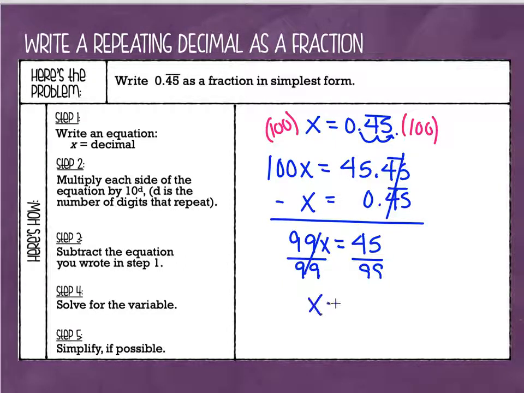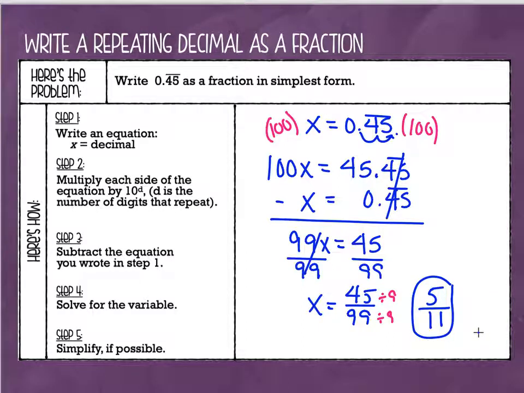Now, I'm not really going to divide it, right? I'm going to leave it as a fraction, 45 over 99. But what I am going to do is I'm going to simplify it. So I'm going to ask myself, what can I divide both 45 and 99 by, which would be 9. So if I divide the numerator by 9, 45 divided by 9 is 5. And then if I divide the denominator by 9, 99 divided by 9 is 11. So 0.45 repeating as a fraction in simplest form is going to be 5 over 11.